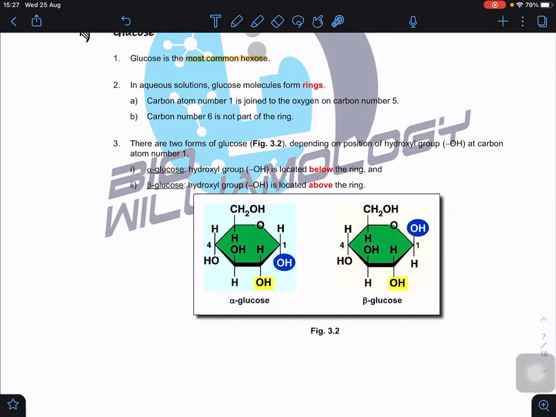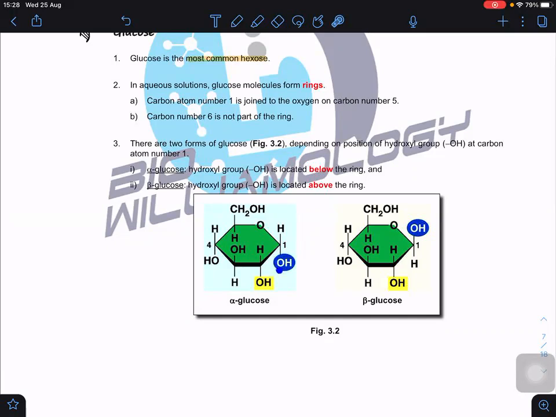If below the ring, we term them as alpha glucose. It's just a name. Don't ask me why alpha, not delta or theta. It's just a name to differentiate between these two forms of glucose. The one where the OH group of carbon number 1 is below the ring will be termed as alpha glucose. And if the OH group is above the ring, we will term them as beta glucose.